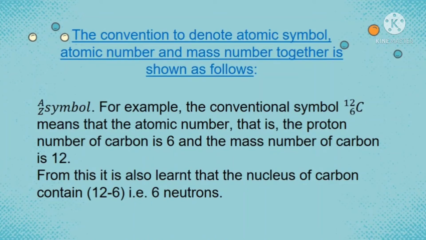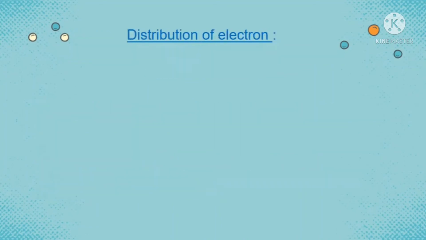Same logic we are going to apply for solving the examples which are based on atomic number and atomic mass number, also to find number of protons and also to find number of neutrons. So this is the convention for writing atomic symbol with atomic number and mass number. Now we are going to learn about how this works.